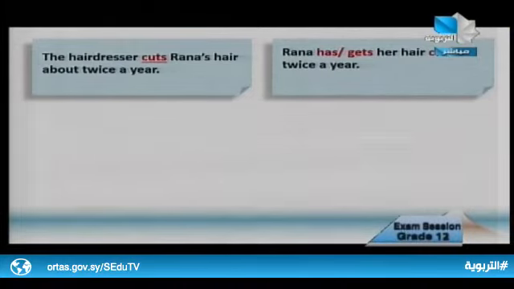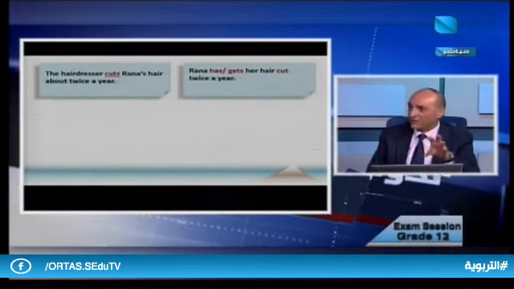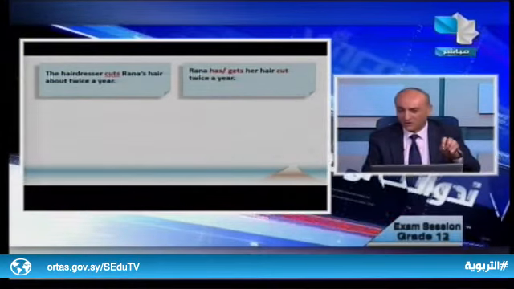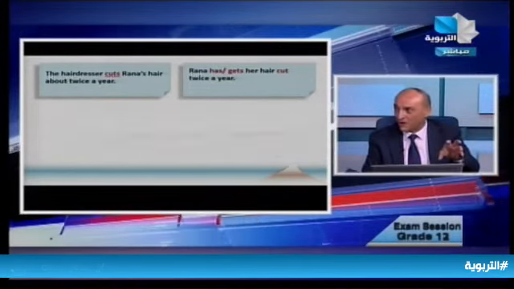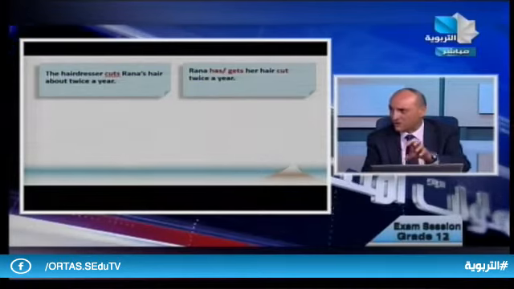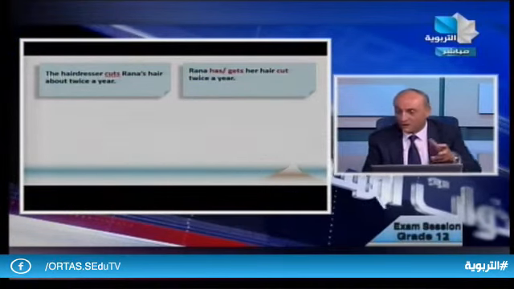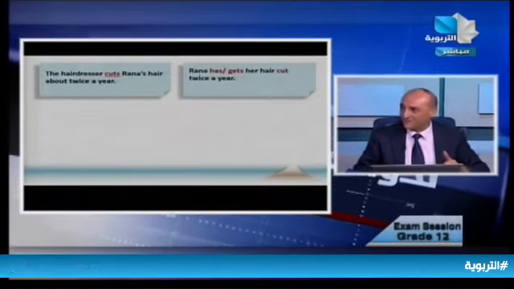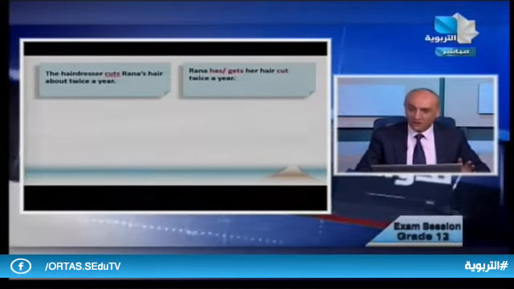Both sentences are positive, but here we use the object in the place of the subject. In the first sentence, the subject is the doer of the action, while in the second sentence, the subject, which is Rana, is not the doer. She receives something from someone else. Let's go on.